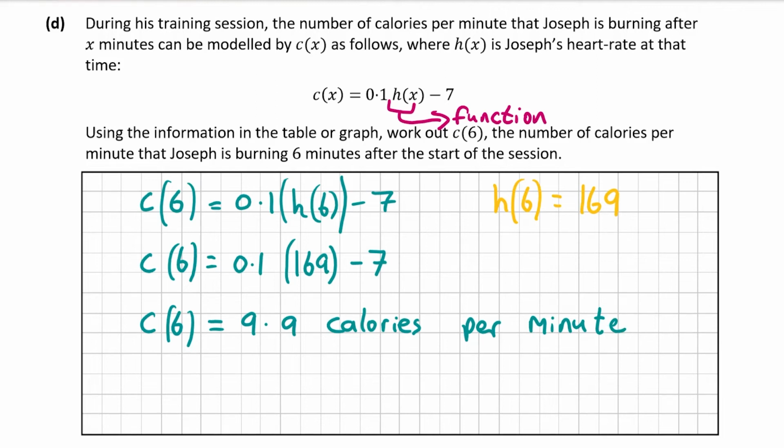So he burns 9.9 calories per minute. So that's our answer for part D, which was worth 5 marks. Now let's have a look at part E.